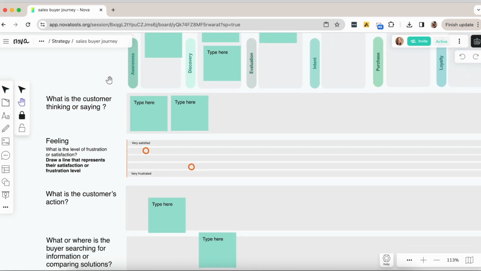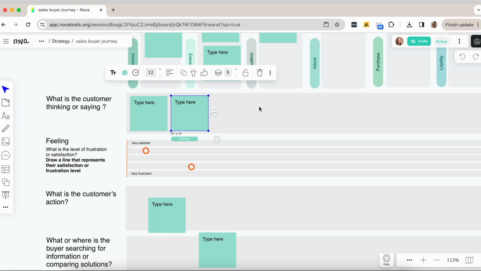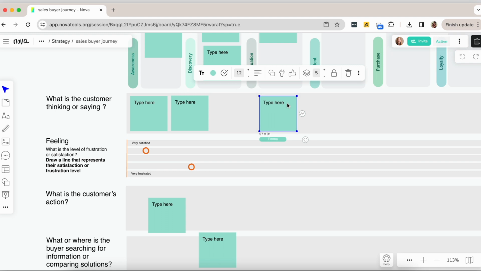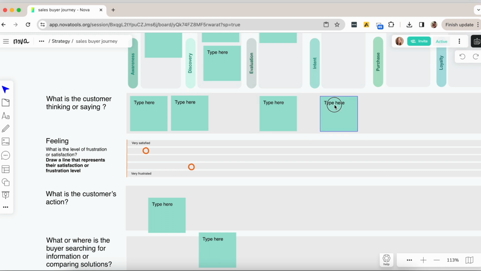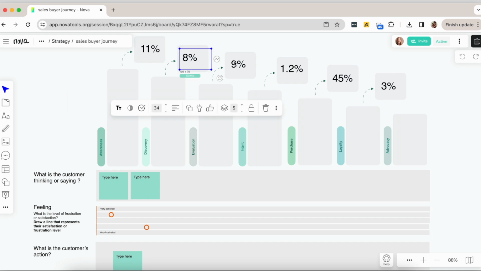By aligning your marketing and sales efforts with the buyer's journey, you can create a more customer-centric approach, improve the overall customer experience, and increase the likelihood of converting leads into customers.